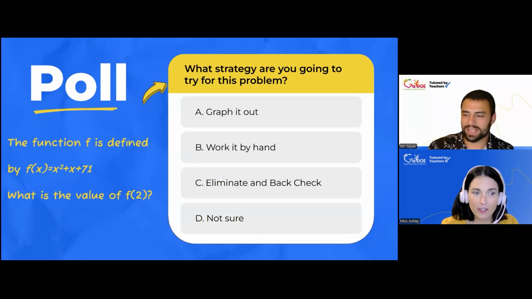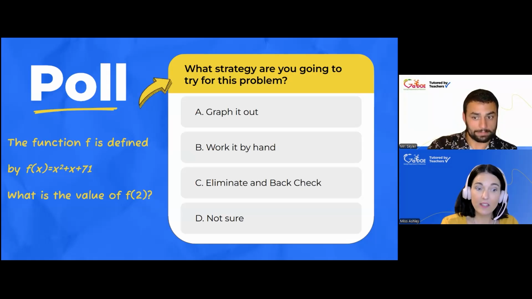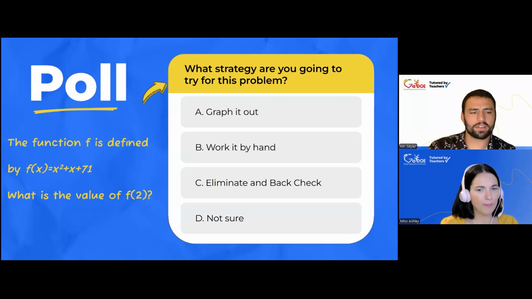Fantastic. I've got a lot of people saying they're going to work it by hand, 64%. And then 91% say the answer is 77. Well, let's check this one out.